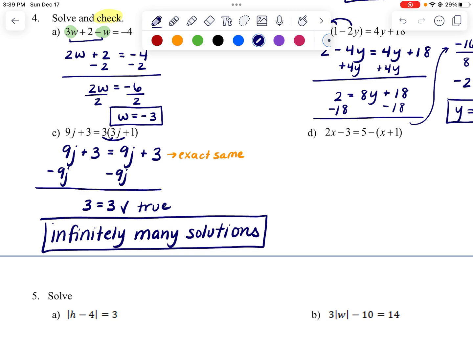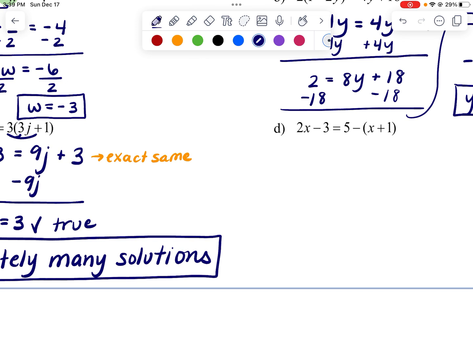Working the other example, be careful here. This is a negative that needs to get distributed to both. So 2x minus 3 is equal to 5 minus x minus 1. Okay, it's like changing the signs. And then I need to combine like terms on this side. So 5 minus 1 needs to be combined. So I get 2x minus 3 is equal to negative x plus 4.